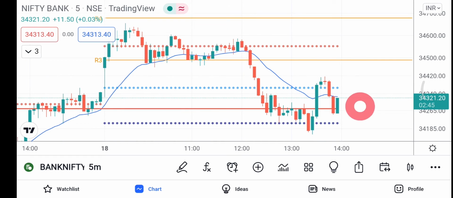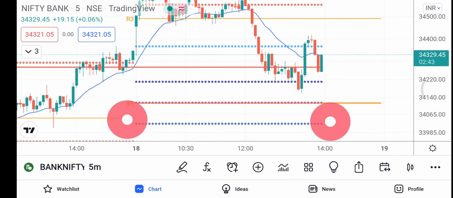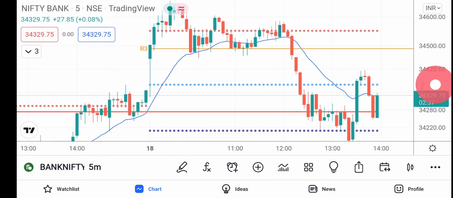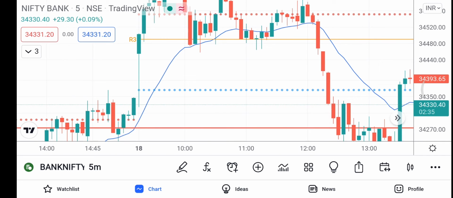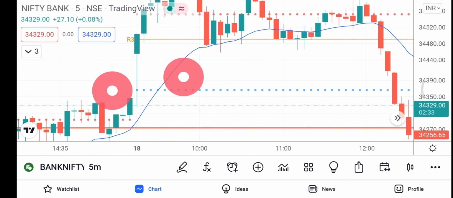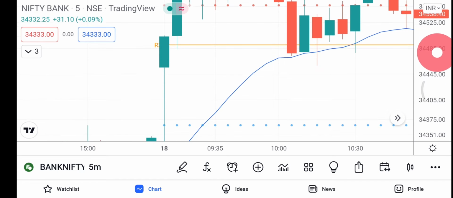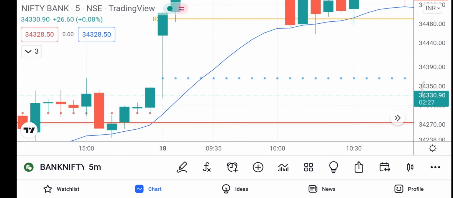As you can see friends, today the Bank Nifty is having a very wide CPR. Today I recorded all my live trades. Even though the first candle was a big bullish candle, this is the big bullish pin bar candle in Bank Nifty, and it opened above this previous day high.